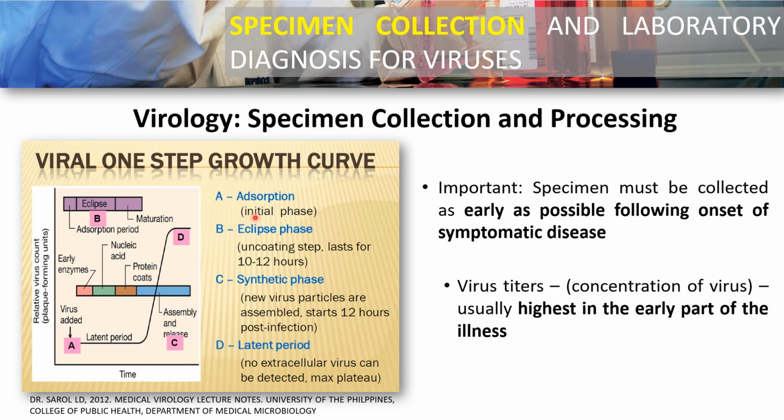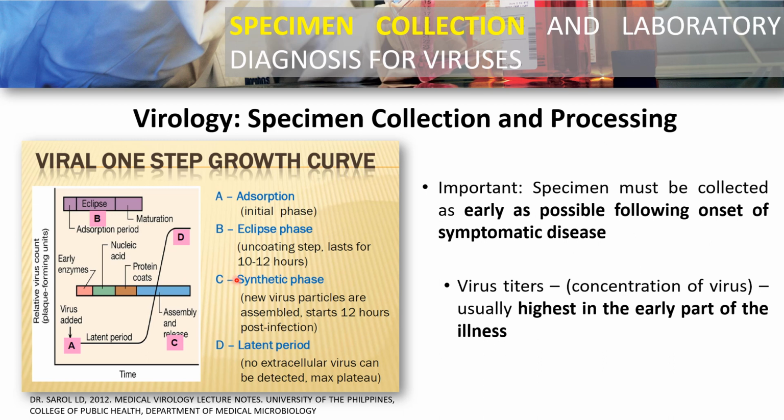So, let's start with absorption. Yung absorption, ito yung initial phase. If you will try to correlate this during the replication cycle of your virus, dito yung attachment, class. Kaya attachment, dito nangyayari sa absorption. Then second class is the eclipse. Eclipse phase is the uncoating step. So usually class, uncoating step lasts for 10 to 12 hours.